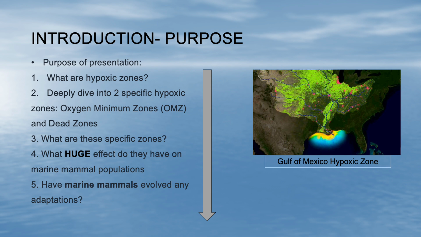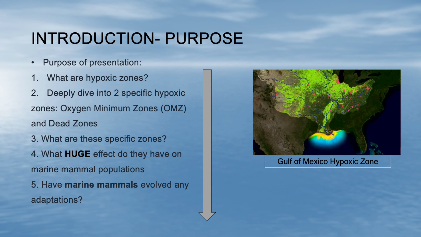Thus, the clear purpose of this presentation is to explain what hypoxic zones are, such as how they are formed and examples of them, and deeply dive into two specific hypoxic zones, oxygen minimum zones and dead zones, which we will go to further in the presentation, and see the effect that they have on different marine mammal populations and whether or not they have evolved adaptations to combat these different types of hypoxic zones and use them to their advantage.